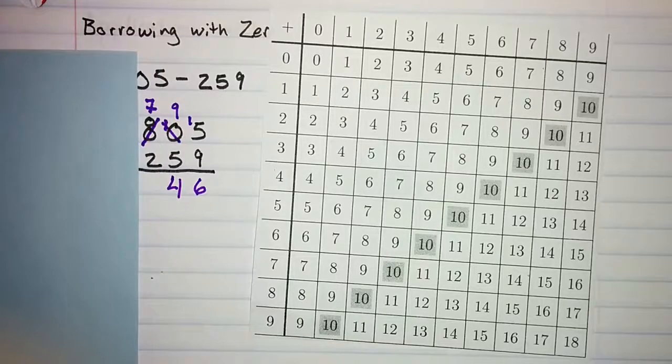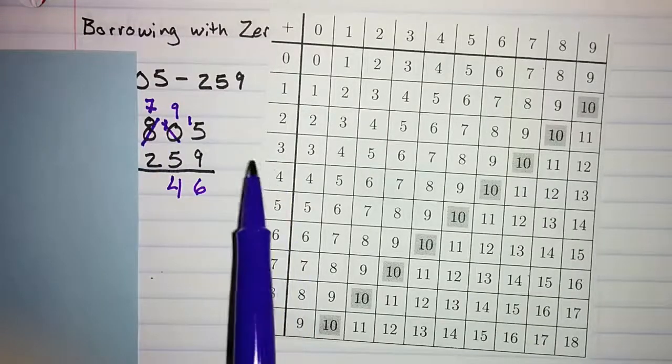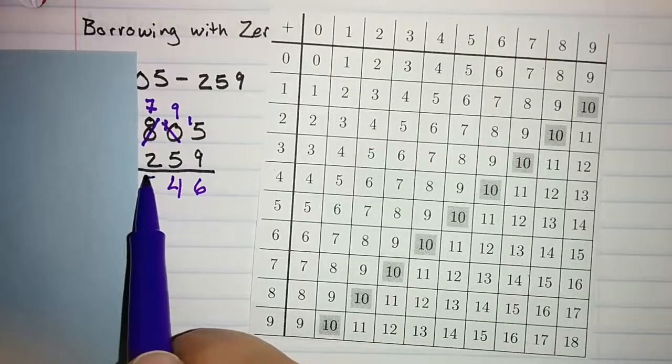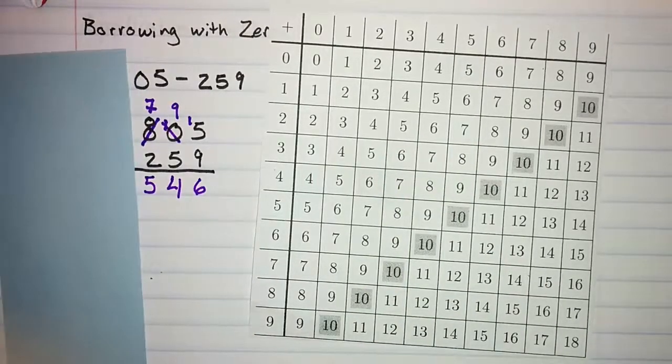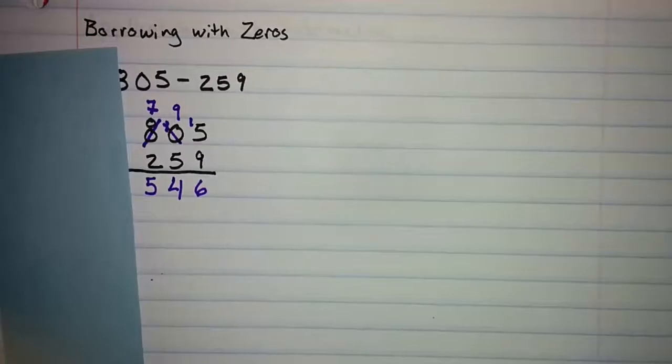And again, we don't have to remember what we did in the hundreds place because we wrote it down. We see that we have 7 minus 2. 2 plus what is 7? 2 plus 5 is 7. So our answer is 546. That was weird, right? Having to go over that extra place.